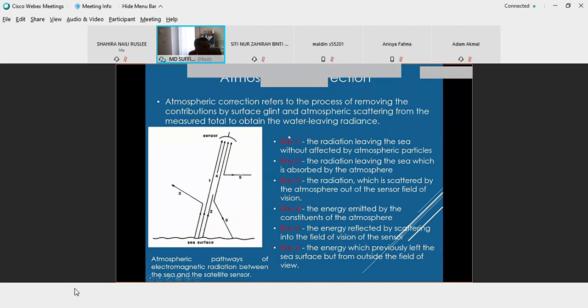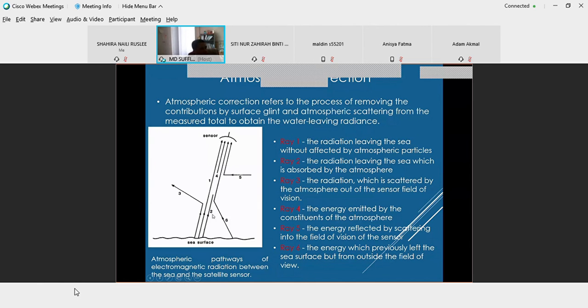Atmospheric correction refers to the process of removing the contribution of surface glint and atmospheric scattering from the measured total, to obtain water-leaving radiance. So if we look at this figure, number one, the radiation leaving the sea without being affected by atmospheric particles. It is very rare. In this condition, it is very rare. It is not influenced by particles and is received by the sensor.